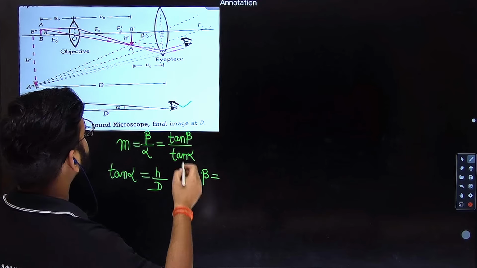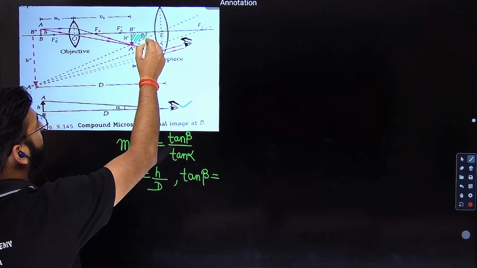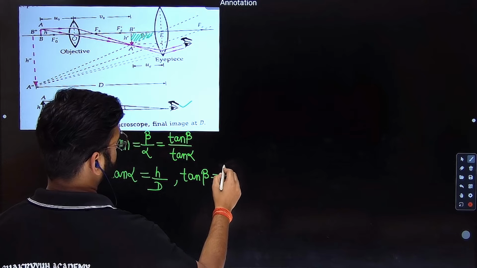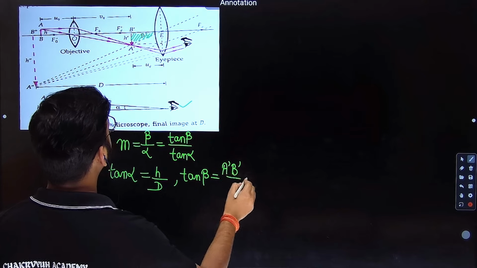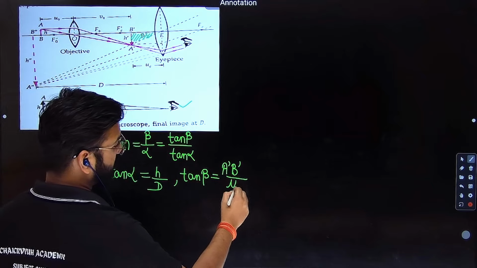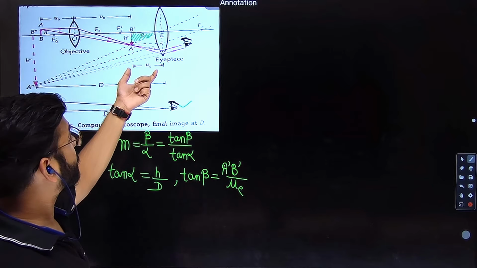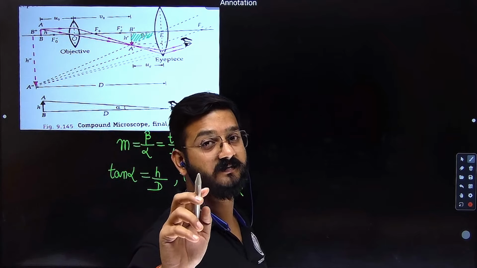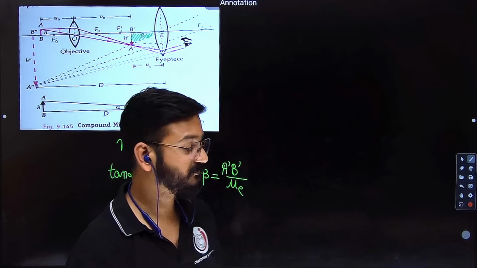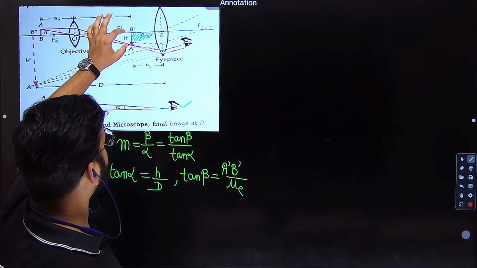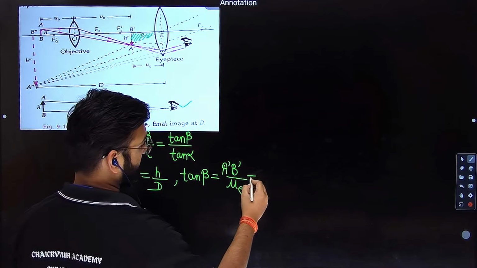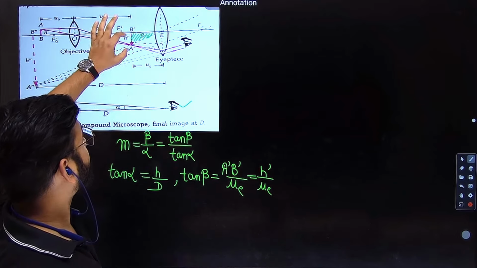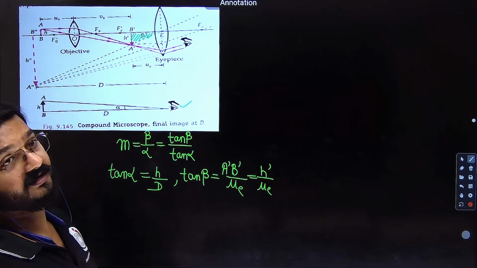Now what will be tan beta? If you see in this figure, this one. So take this smaller triangle. So tan beta will be equal to how much? A dash B dash divided by UE. What is UE? Object distance for the eyepiece. What is UO? Object distance for the objective. Correct? Now, what is A dash B dash? H dash. H dash by UE. What is H dash? H dash is the height of the image by the objective.